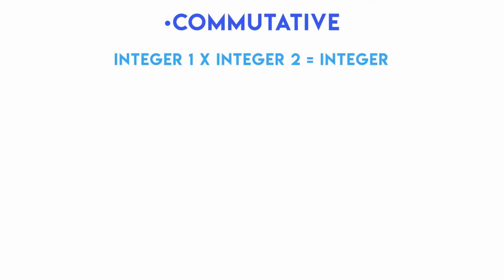According to commutative property, changing the order of numbers while multiplying does not affect the result. Multiplying 7 with 2 is same as multiplying 2 with 7.